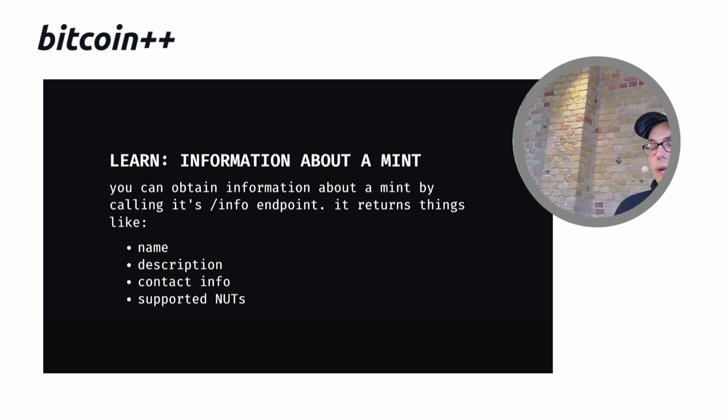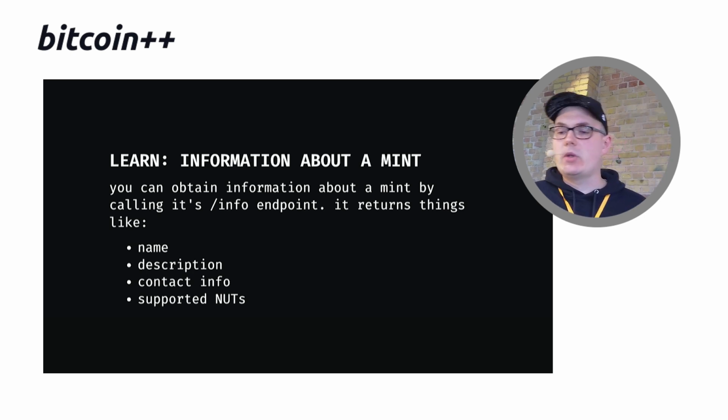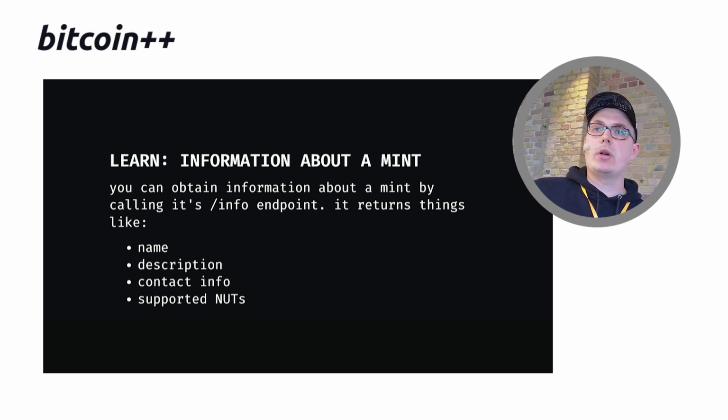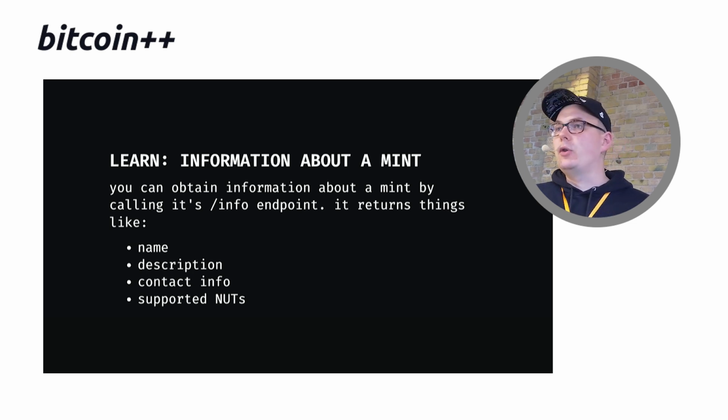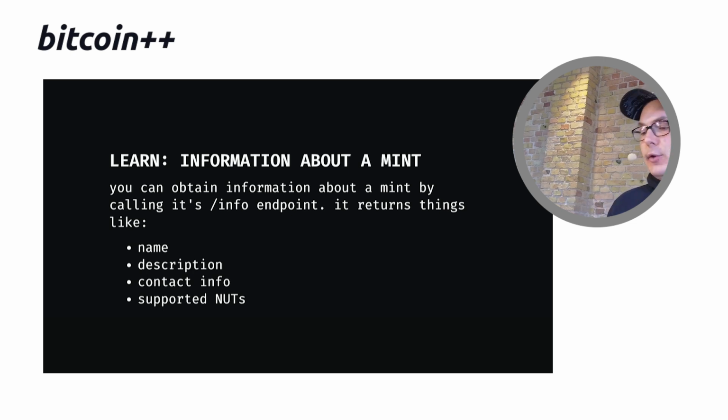Not every nut is mandatory. There's a couple of mandatory nuts that every mint needs to implement to be compatible with the protocol, but there's also some optional stuff, for example, WebSockets. WebSockets are not mandatory. They don't need to be supported by every single mint, and if your app relies on WebSocket connections, you might want to check, does this mint actually support WebSockets? And if it does not, you might want to give the user an error message saying, hey, this mint exists, but you can't use it with this application. So the info endpoint is actually very important, even though it's not related to ecash.